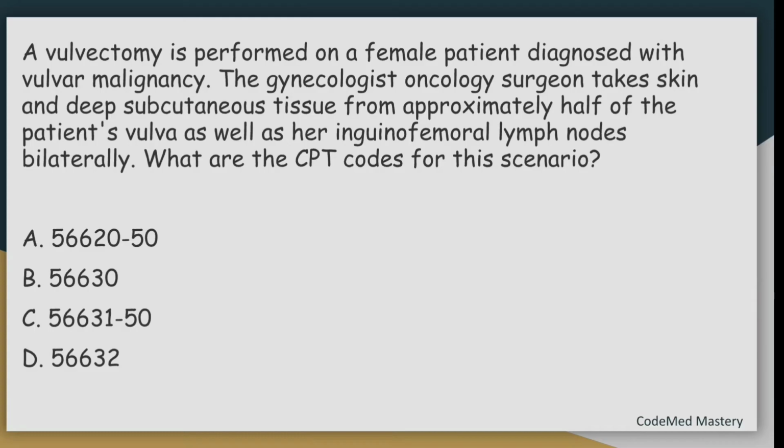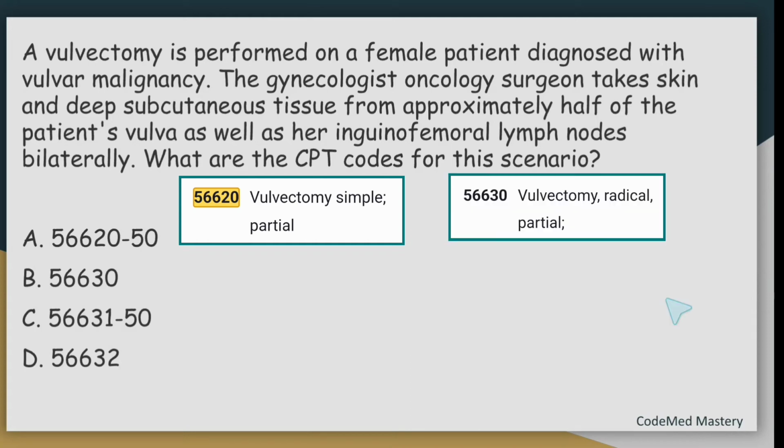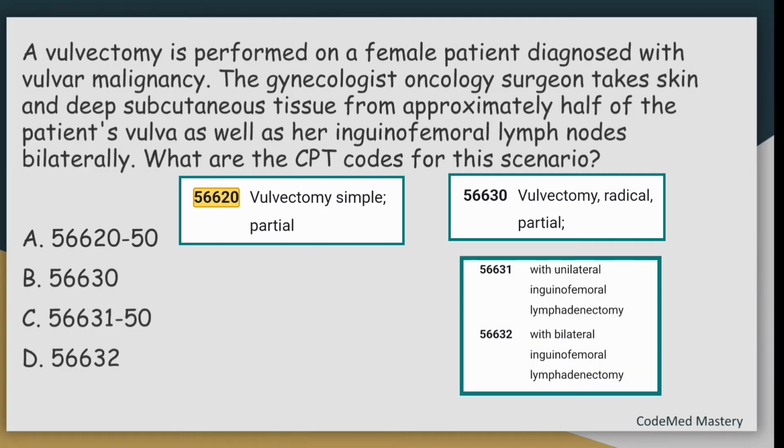Check option A, 56620, which is for vulvectomy simple partial. Check option B, 56630 is for vulvectomy radical partial. Check option C, 56631, which is for vulvectomy radical with unilateral inguinofemoral lymphadenectomy, and 56632 is for with bilateral inguinofemoral lymphadenectomy. So which among these is the right code? The right code is 56632 because it is for vulvectomy radical partial with bilateral inguinofemoral lymphadenectomy.